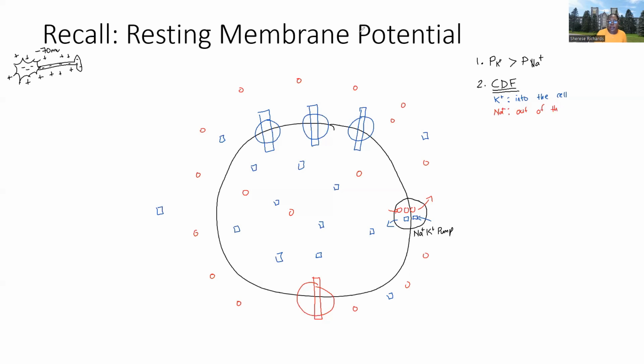I'm sorry, I flip-flopped these. Let's undo all of this. Because we know potassium is at an excess on the inside, and so it's going to want to move outside the cell. And then sodium, being in excess on the outside, should be moving into the cell.